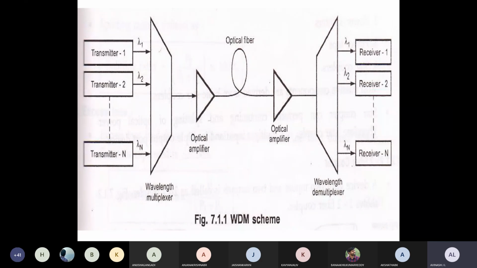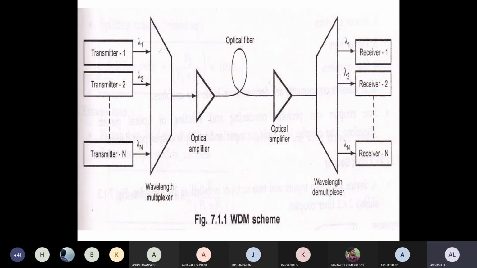In that particular optical fiber the signal is transmitted, and on the reception side, once again we use an optical amplifier. Why? Because in the optical fiber there may be some amount of losses present. Those losses will be taken care of by optically amplifying the signal. Once we optically amplify the signal, we feed it into the wavelength demultiplexer. In the demultiplexer, it will select the signal correspondingly and send it to the corresponding receiver.